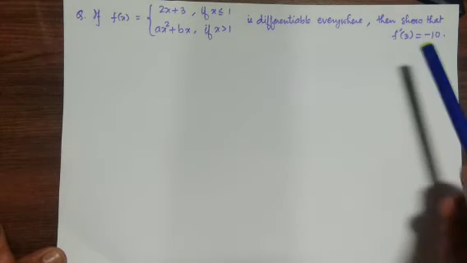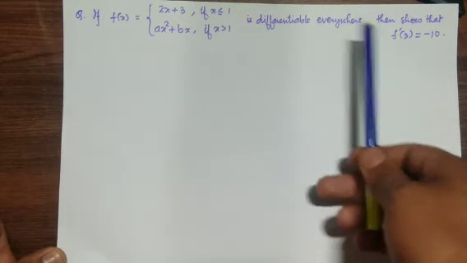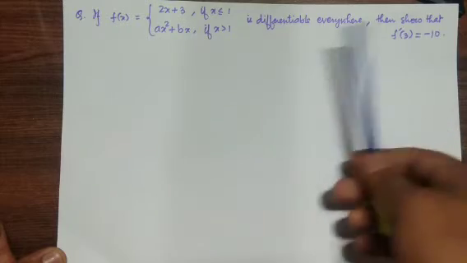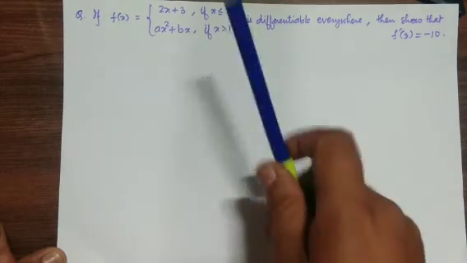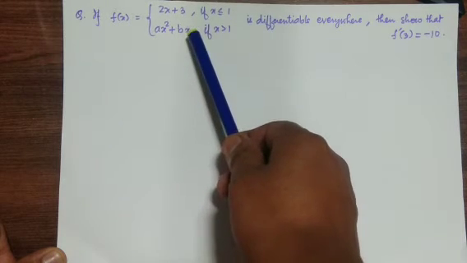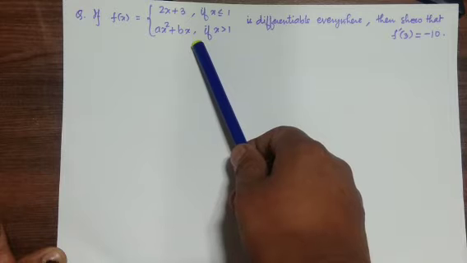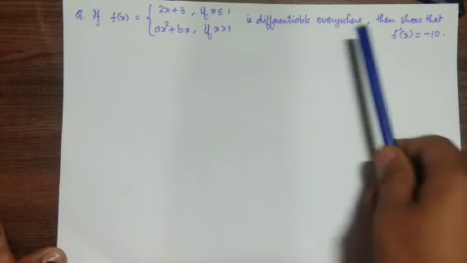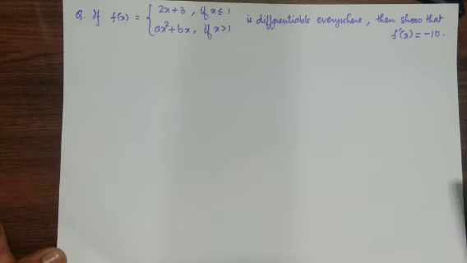Now the value of x here is given to be 3. That means x is greater than 1. Yes, because x equals 3 means x is greater than 1. So that's why my functional value will be this much. Now here there are two unknowns, that is a and b. So first we'll try to evaluate a and b, then only we'll be able to find f dash of 3. Is that clear?